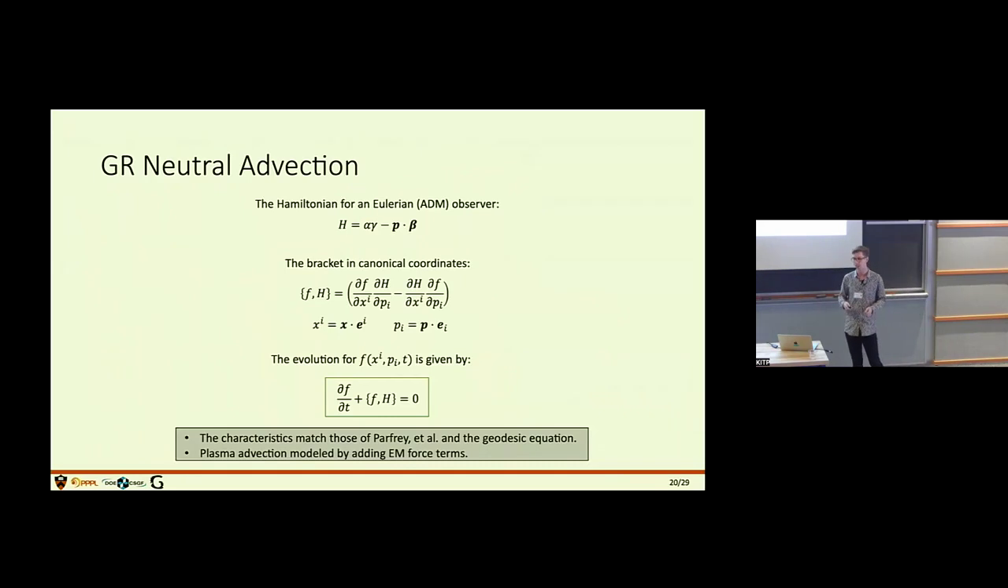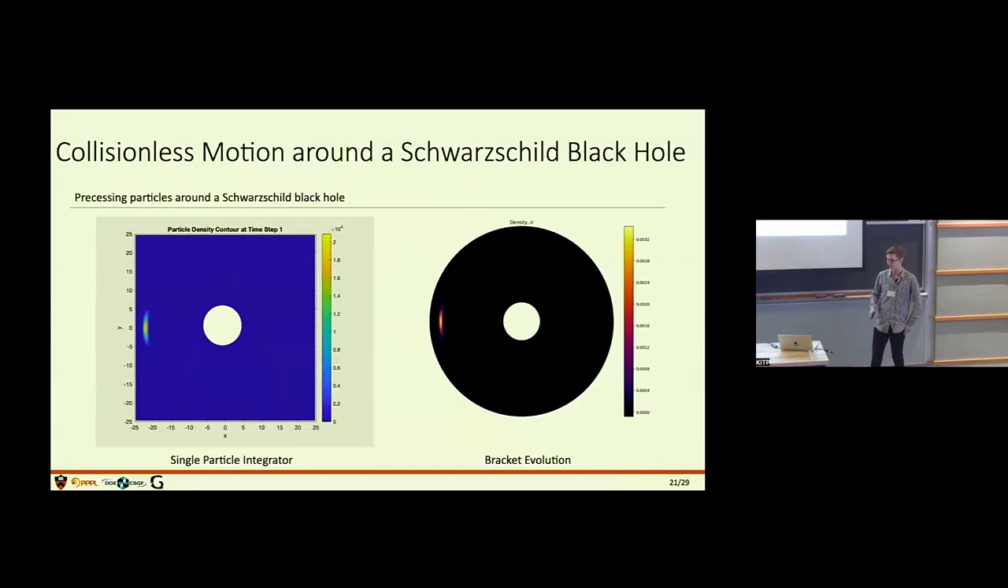So these characteristics can then be verified to match those of the geodesic equation. So we're still evolving what we think we're evolving, which is the geodesic motion of single particles. And for plasma advection and other things like collisions, you can add these onto the right-hand side of the Vlasov equation at the bottom.